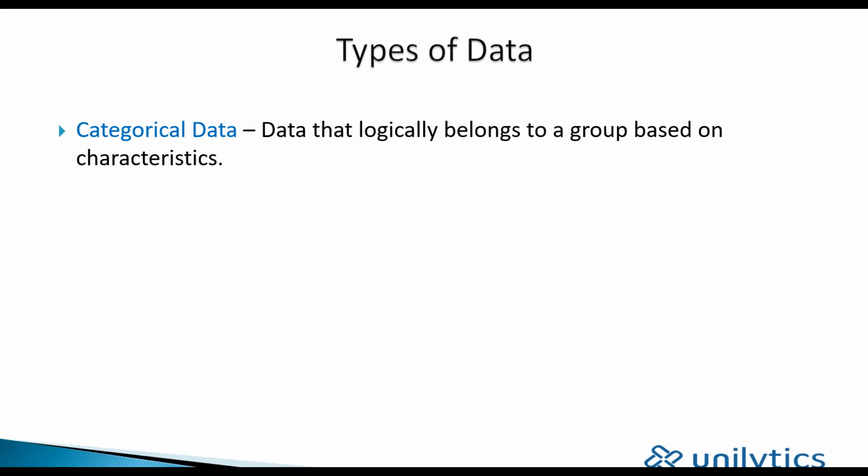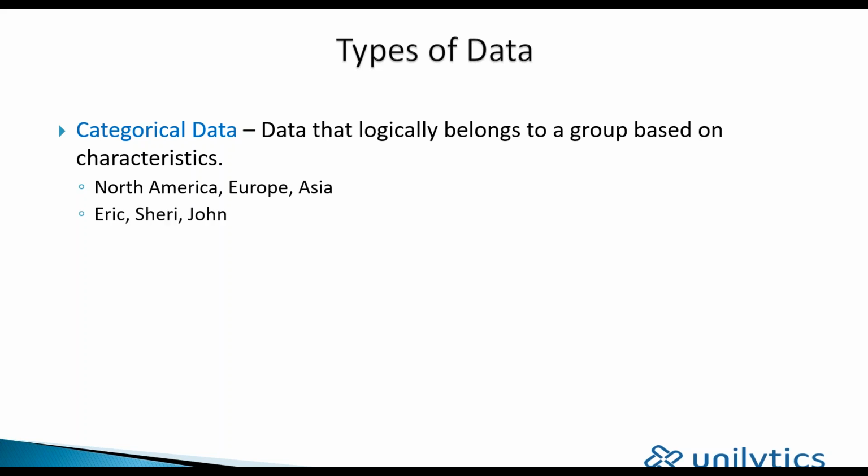There are 3 types of data. There's categorical data, which is data that logically belongs to a group based on some characteristic. So for example, if I say North America, Europe, and Asia, I'm sure you're able to sit there and say, oh, those are all continents. They're all continents because we recognize them and they categorically belong to each other.